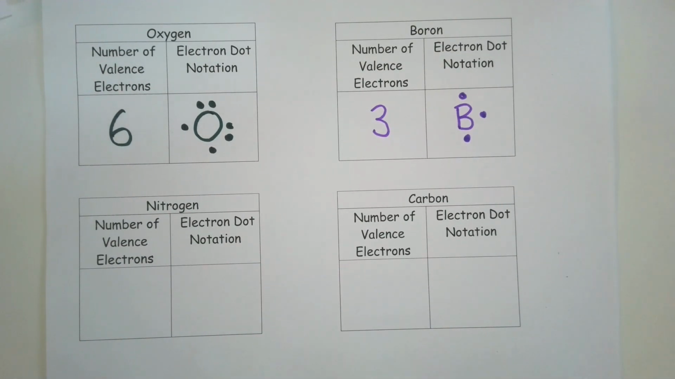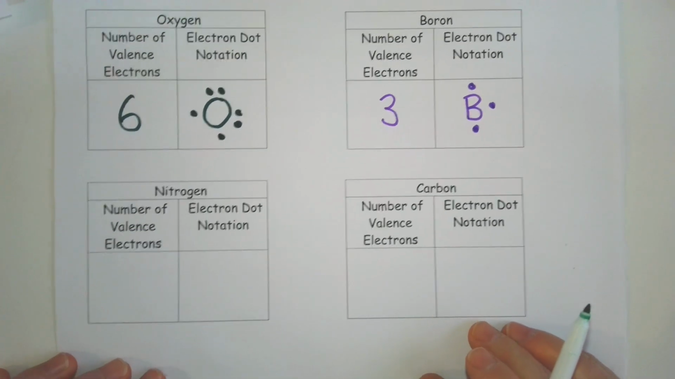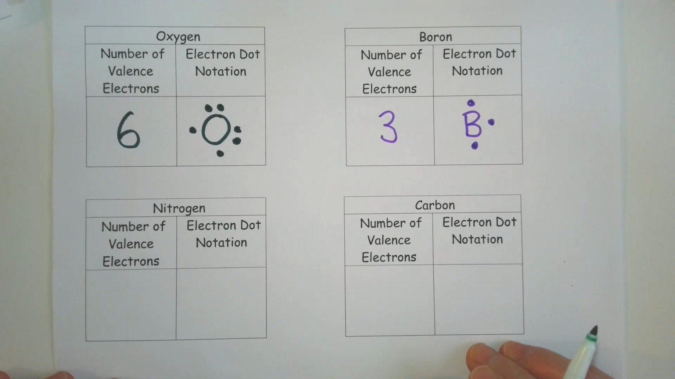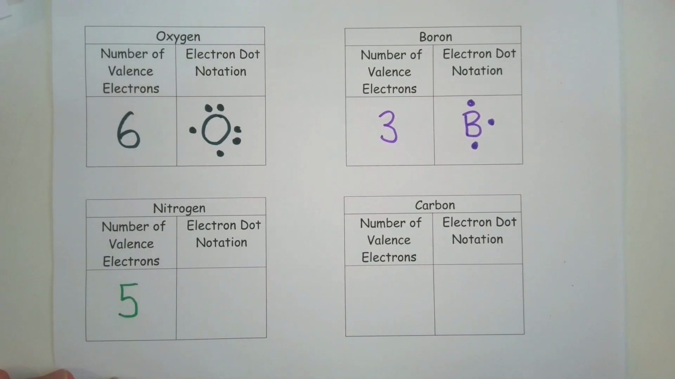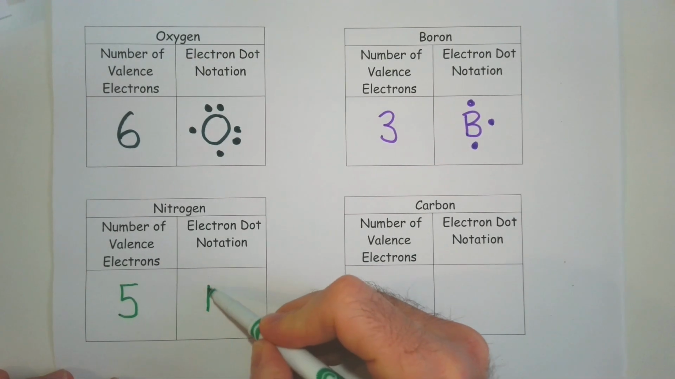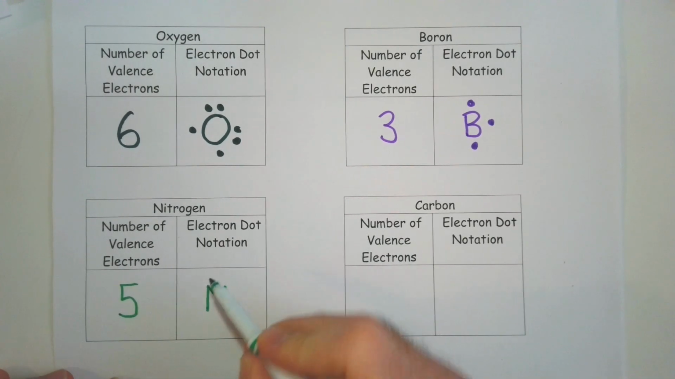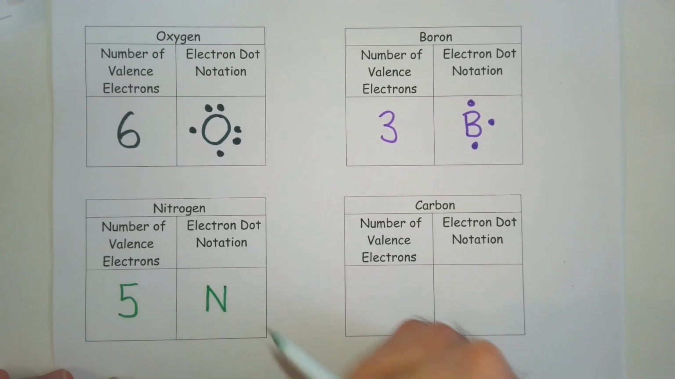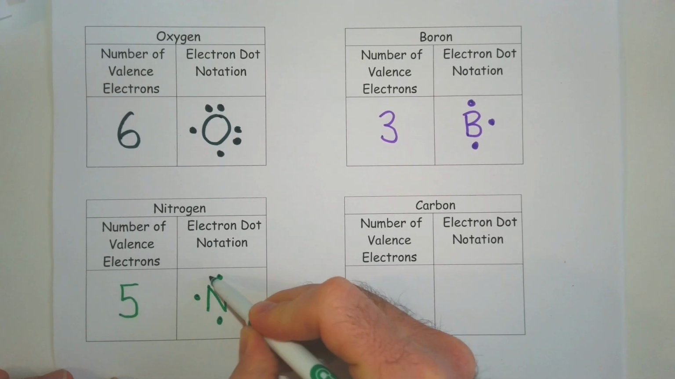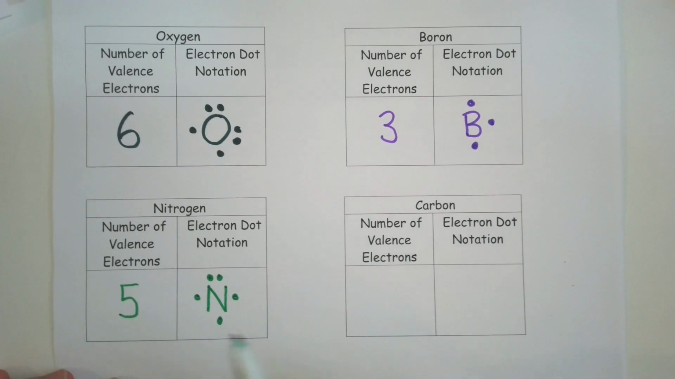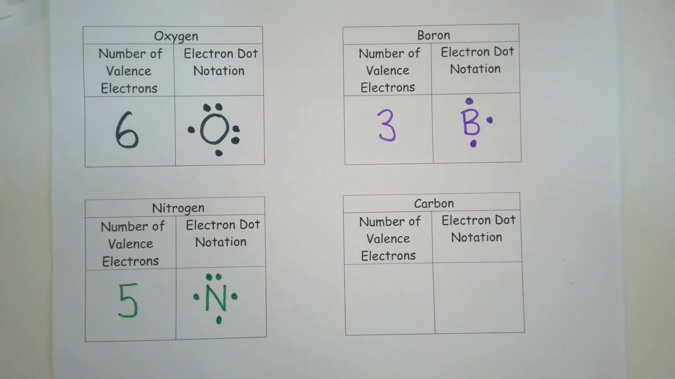Let's do nitrogen next. It is a group 15 element, and so nitrogen is going to have 5 valence electrons. The electron dot notation, you're going to use the symbol, that's an N, and then we are just going to go around and put the electrons. 1, 2, 3, 4, 5. And so the significance here is we have 3 unpaired electrons, so that'll tell us that nitrogen likes to make 3 bonds.